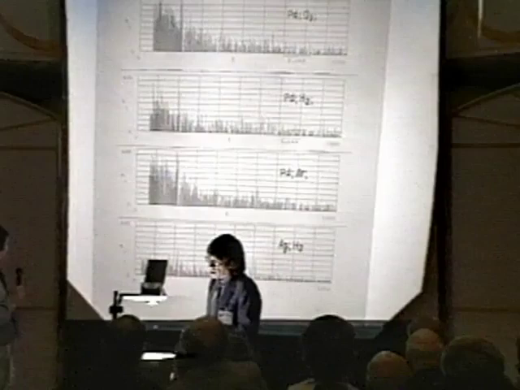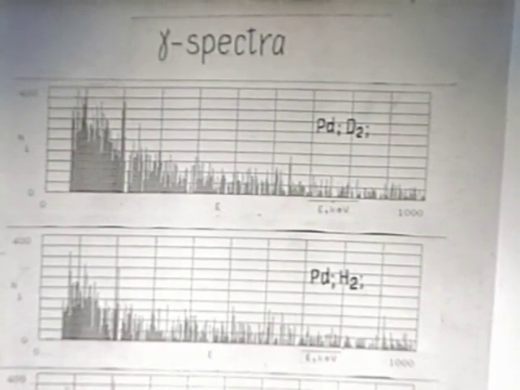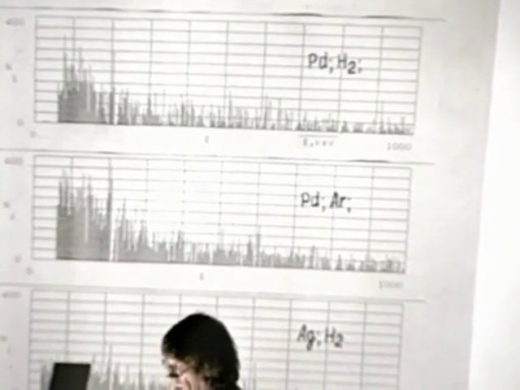A similar spectrum is represented in this picture for different systems. However, the silver cathode in hydrogen atmosphere shows some spectrum above the background.